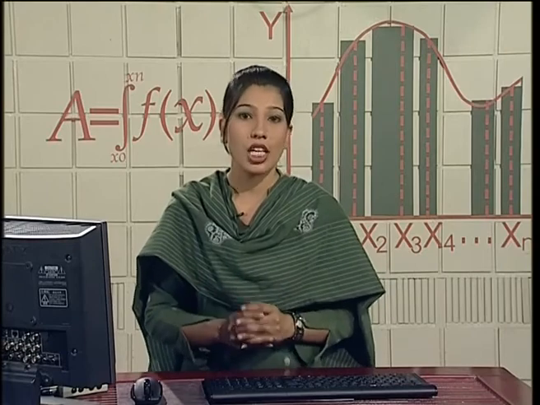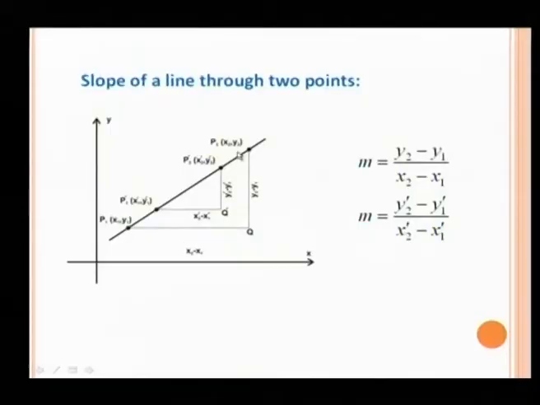Now we will define slope of a line through 2 points. You can see a figure on the screen. If we have a line having 2 points, P1 and P2, where P1 has coordinates x1 and y1 and P2 has coordinates x2 and y2, then the slope for these 2 points would be y2 minus y1 divided by x2 minus x1.